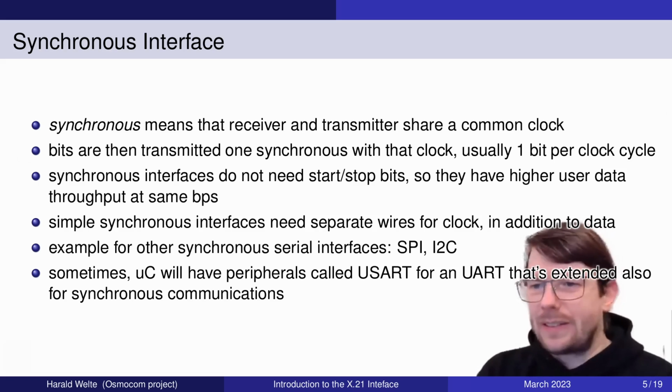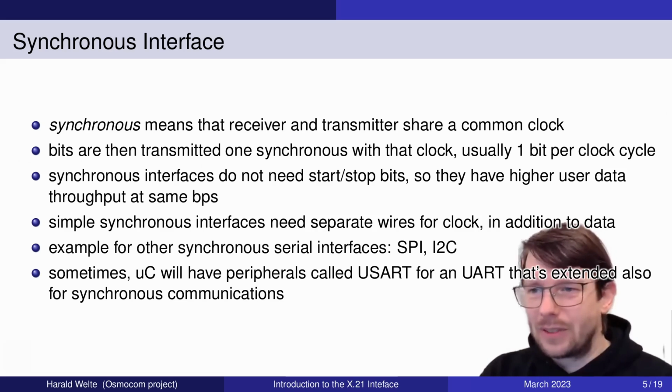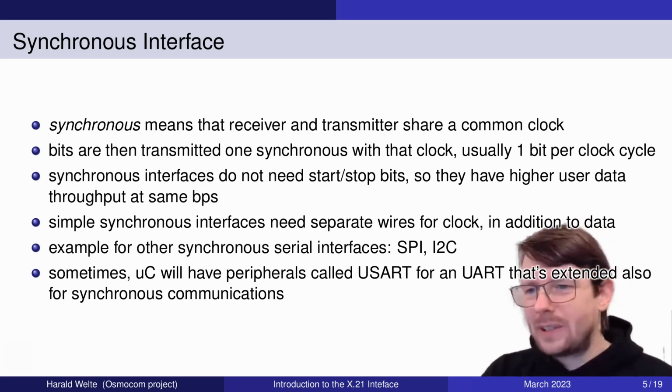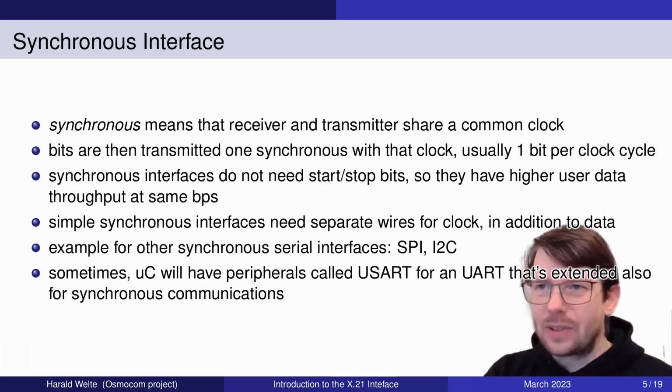Some examples of other synchronous serial interfaces that people might have played with or are familiar with are SPI or I2C, which both again have their own clock lines alongside the data lines. I2C uses a single wire for both directions, whereas SPI uses separate wires. So SPI is maybe closer to X.21 if you want to put it that way. Sometimes you find microcontrollers that have peripherals called USART, which means a UART that's extended to also have synchronous capabilities and not just asynchronous capabilities.